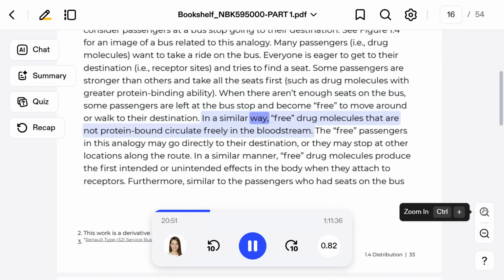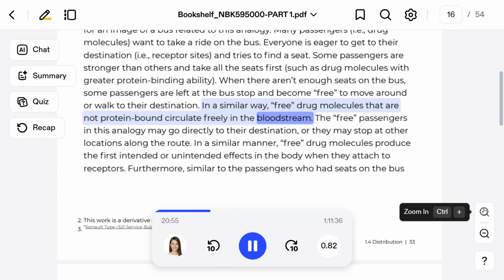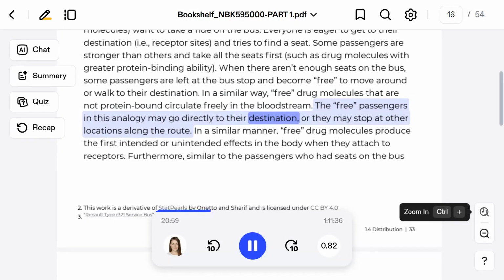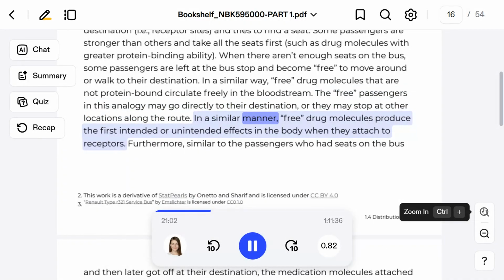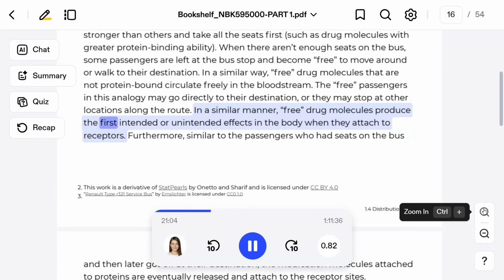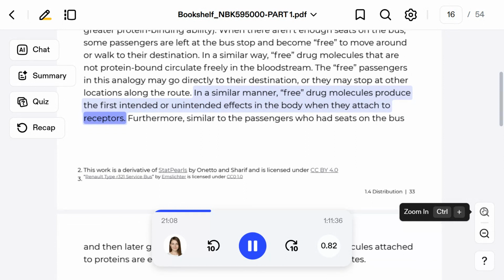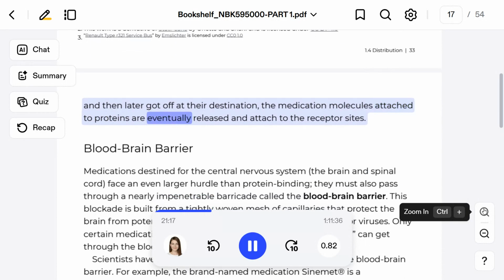In a similar way, free drug molecules that are not protein-bound circulate freely in the bloodstream. The free passengers in this analogy may go directly to their destination, or they may stop at other locations along the route. In a similar manner, free drug molecules produce the first intended or unintended effects in the body when they attach to receptors. Furthermore, similar to the passengers who had seats on the bus, and then later got off at their destination, the medication molecules attached to proteins are eventually released and attached to the receptor sites.